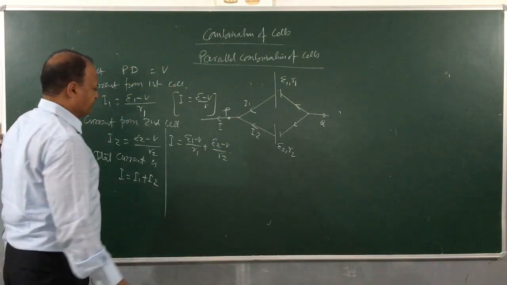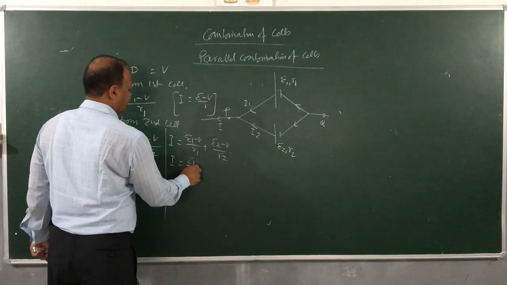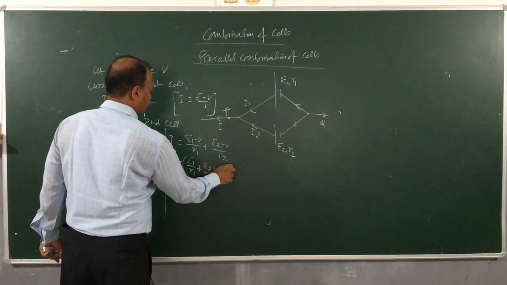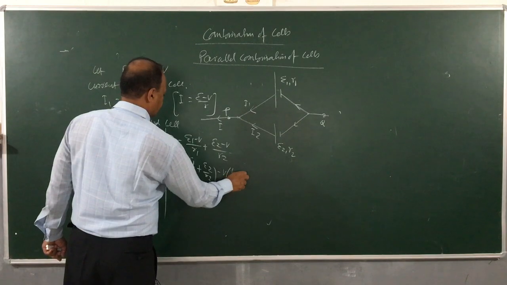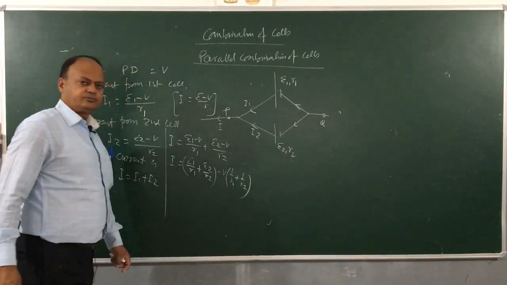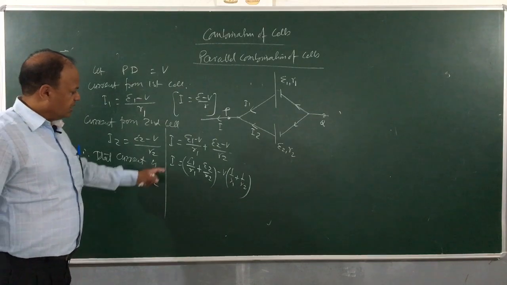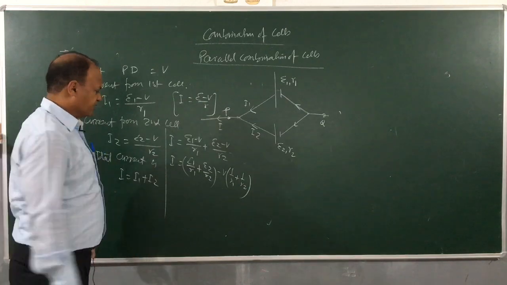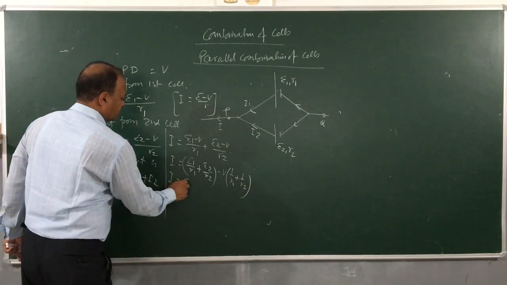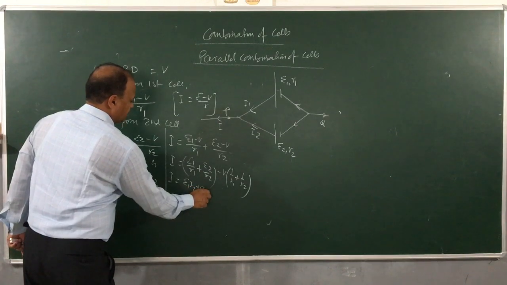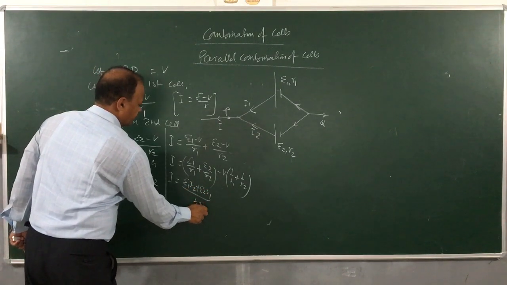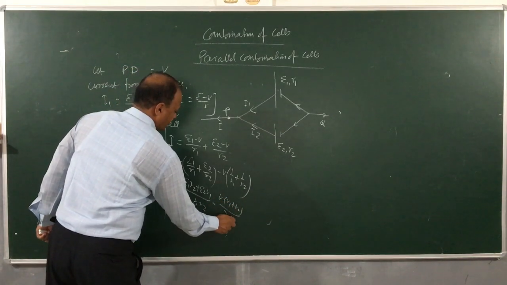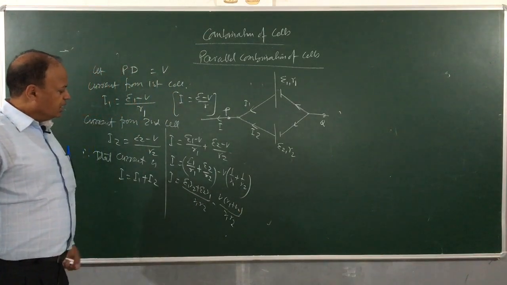Clear? Now if I split it, then I is equal to, we have E1 by R1 plus E2 by R2 minus V into 1 by R1 plus 1 by R2. We can add this? Yes. I equals to, even I separated the E terms together and V terms together. Now if I take LCM and solve, I is equal to E1 R2 plus E2 R1 divided by R1 R2 minus V into R1 plus R2 divided by R1 R2.